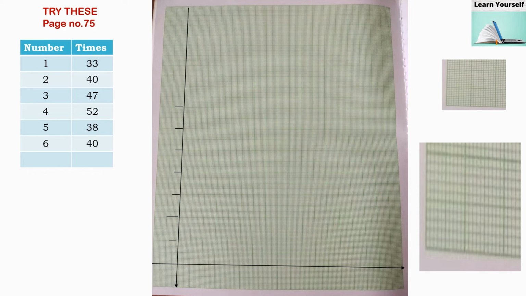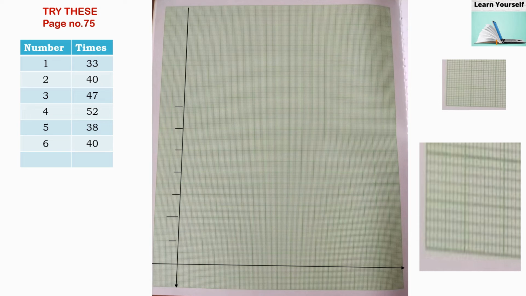So here we are going to draw a bar graph. These are the numbers, that is 1, 2, 3, 4, 5, 6, showing how many times each number on the die has appeared. So number 1 on the dice has appeared 33 times. Number 2 has appeared on the dice 40 times and so on. Number 6 on the dice has appeared 40 times.